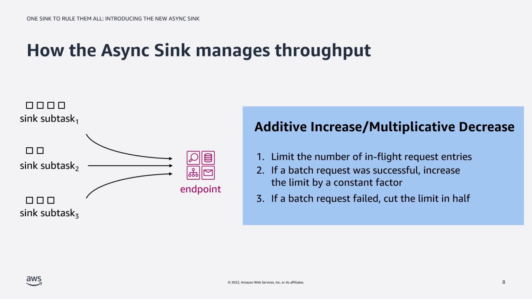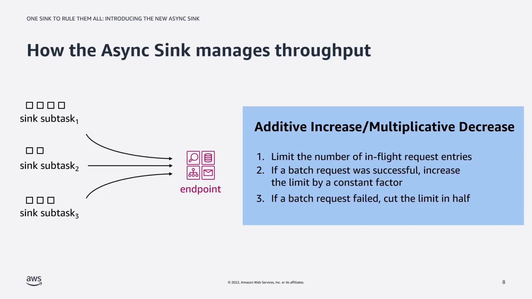So what we ended up doing is borrowing the congestion control strategy from TCP, which is called additive increase, multiplicative decrease. And applied to our problem, this is what we do. So first of all, we want to impose a limit on the number of in-flight request entries. And be aware, this is not the number of in-flight batch requests. This is the number of individual request entries, because that's the unit of work we want to control.